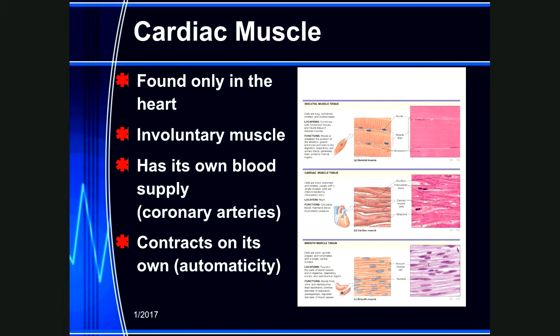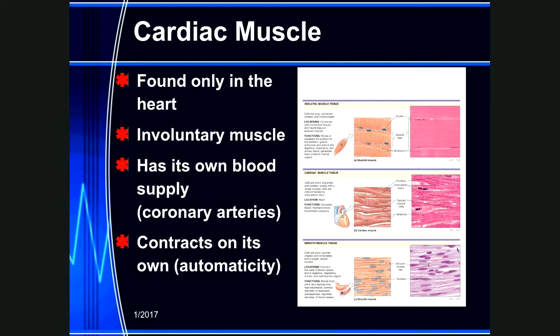The heart muscle itself is supplied with blood through the coronary arteries. The other unique thing about cardiac muscle is it has a unique characteristic, a property called automaticity. Automaticity means that the heart has the ability to generate and conduct electrical impulses on its own. The heart can then contract on its own because it has its own electrical stimulus.